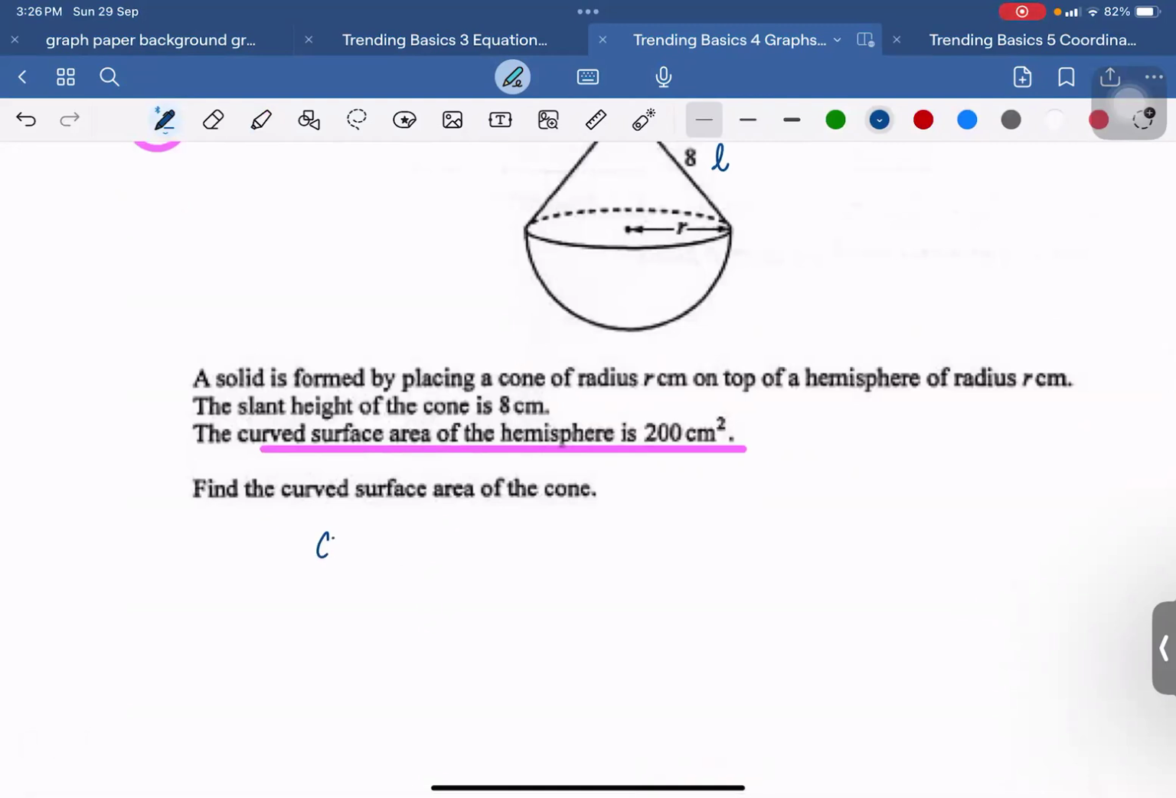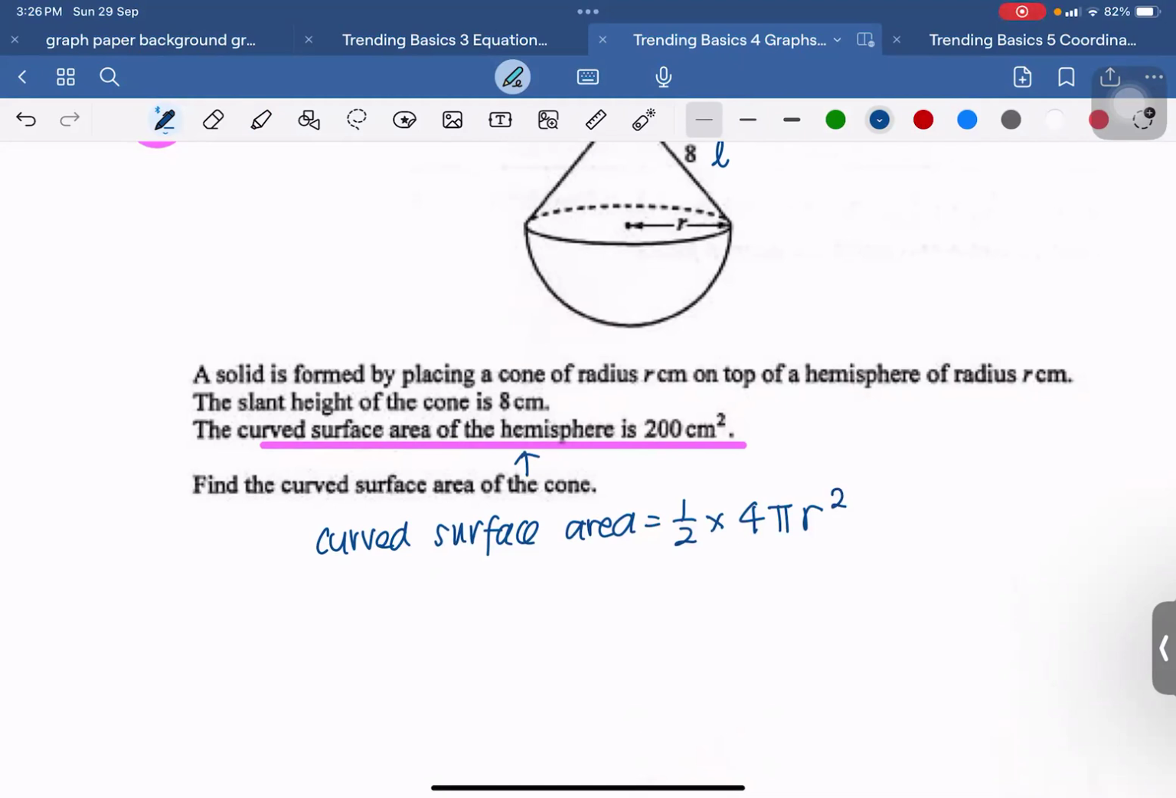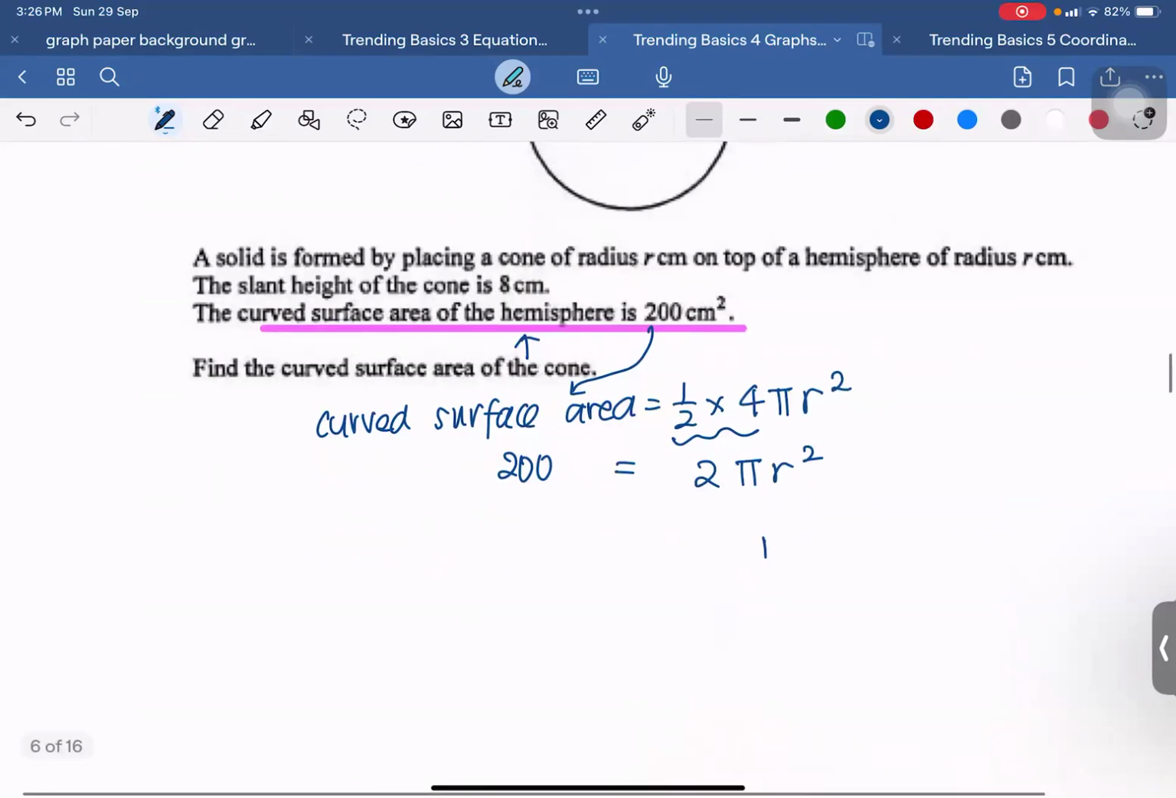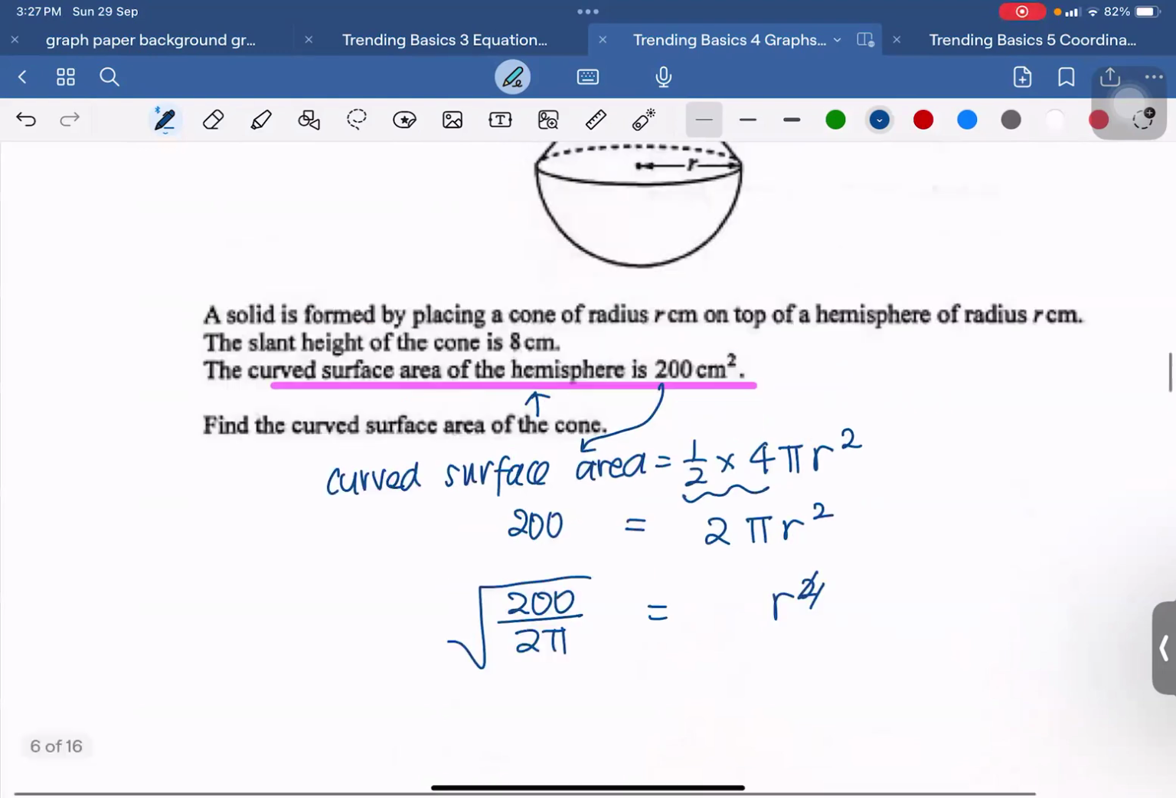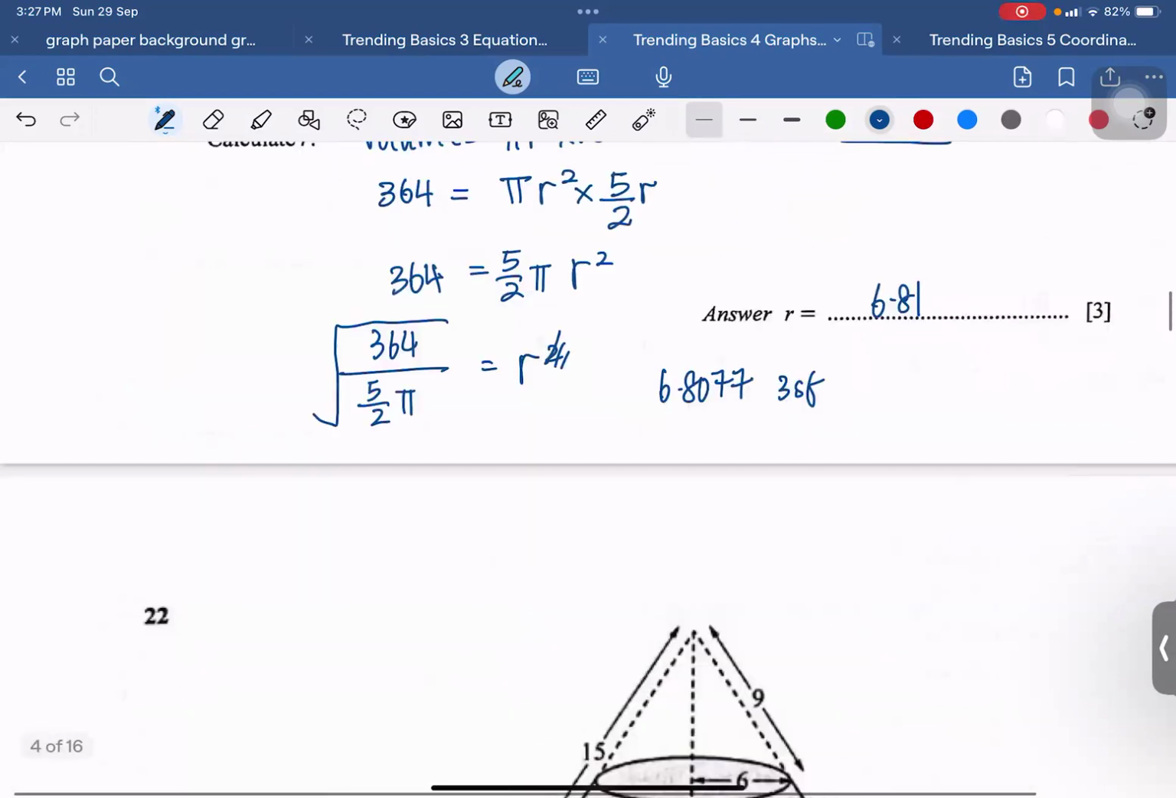Curved surface area equals to the formula for hemisphere, half. The formula for curved surface area of sphere is given in the formula sheet. 4 pi r squared. Next step, replace numbers. Half times 4, 2 pi r squared. How to get rid of the 2 pi? Divide. How to get rid of the square? Square root. Answer.